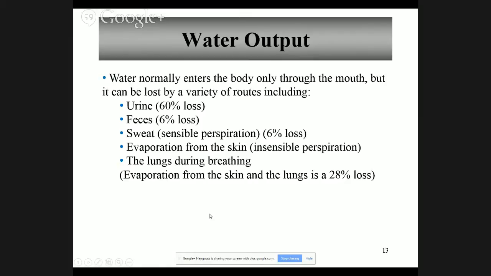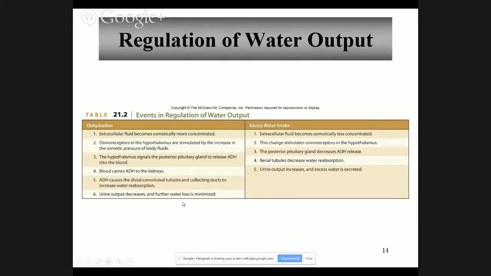Again, we talked about how water is lost. This slide just shows the numbers again. And then here are the events in the regulation of water output and some of the factors that cause dehydration.